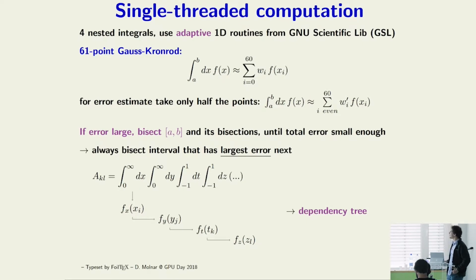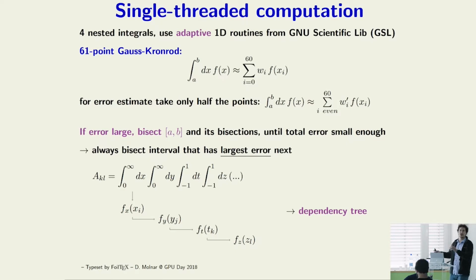We use this 61-point Gauss-Kronrod rule, which is nice because it uses 61 points to give you the integral, and it uses half the points to give you an estimated value. The difference between them gives you an error, which is nice. And then it's adaptive. It's in the GNU Scientific Library. If your error is not good enough, it bisects your interval and keeps bisecting it, always refining the interval which has the highest estimated error. Eventually, you converge. The problem is, you can do this on a CPU, but it takes maybe a minute to do one matrix element. I need thousands of matrix elements, and if I have multiple species, I need n squared in the species as well. So I need hundreds of thousands to millions of matrix elements.